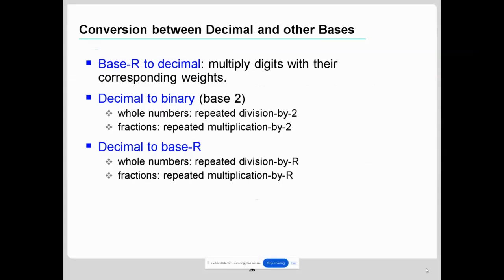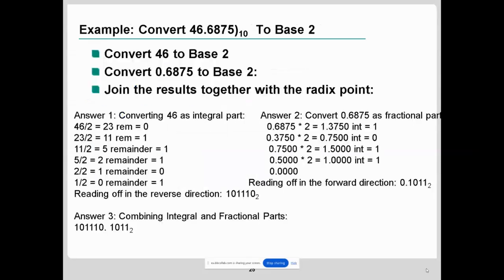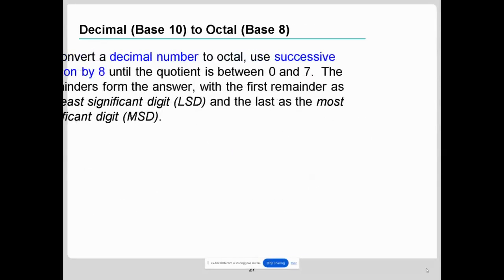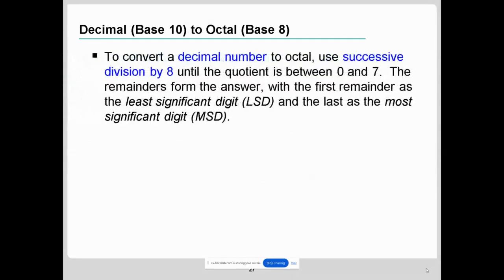Now we have base R to decimal, and then decimal to binary, base 2. Now we want to convert a decimal to an octal number. We also have the repeated division method. We want to convert 99 into base 8. In the previous example, we divided by 2. But when we want to convert into octal, we will divide by what? 8. So we will divide by 8.